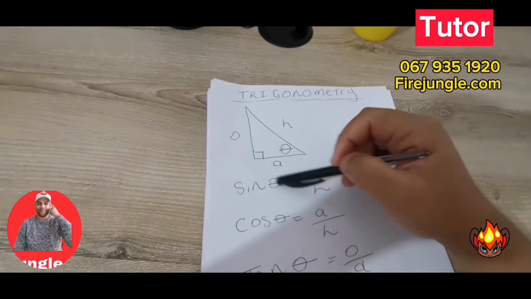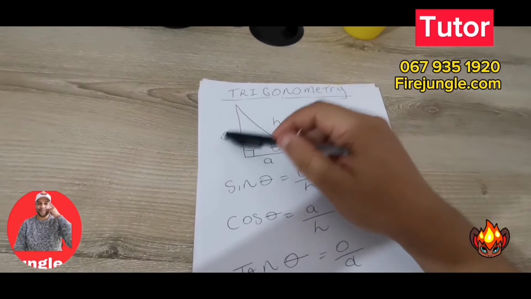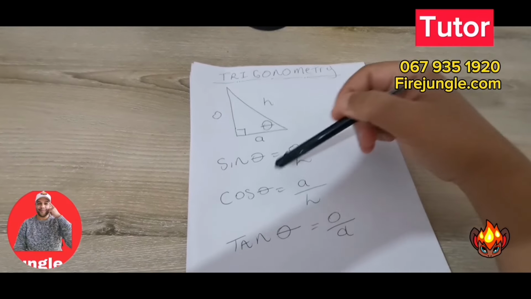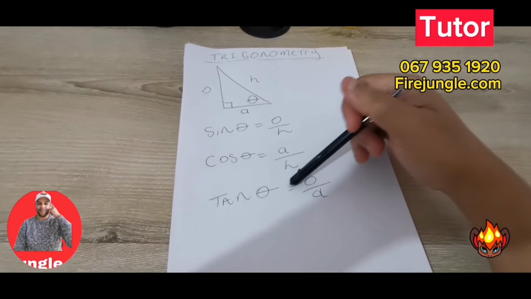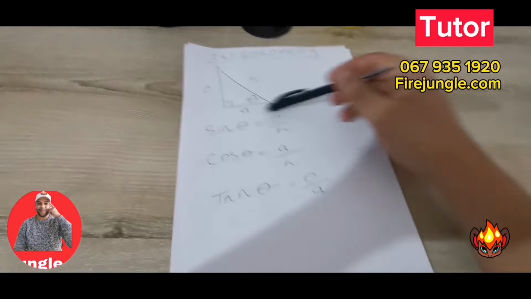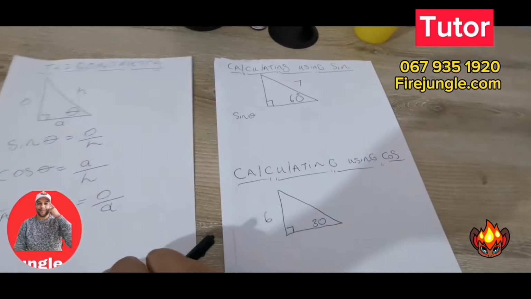Sine of theta, sine of this angle, is equal to the opposite over the hypotenuse. Cos of this angle, cos of theta, is equal to adjacent over hypotenuse. Tan of theta is equal to opposite over adjacent. So let's use these laws to try and calculate a given side.